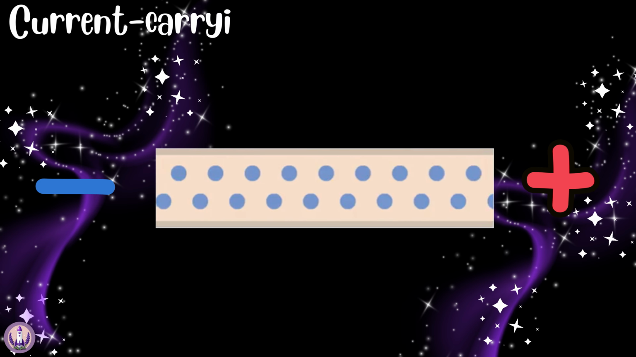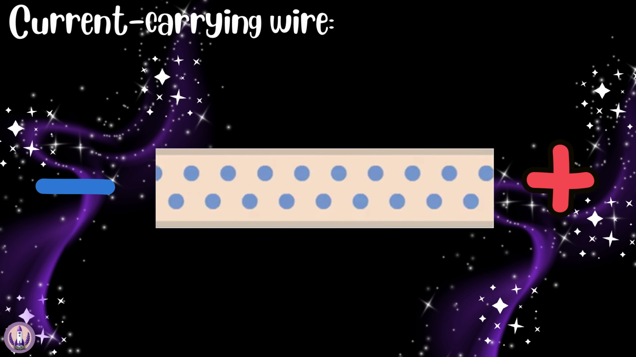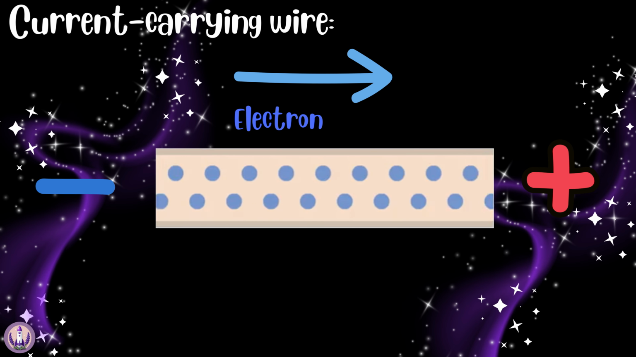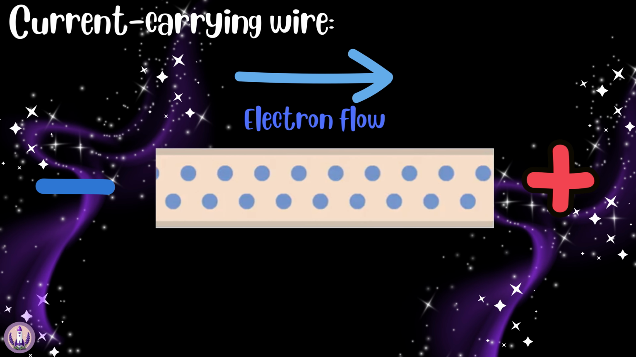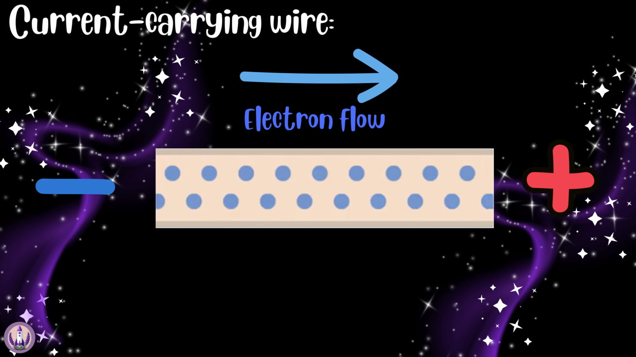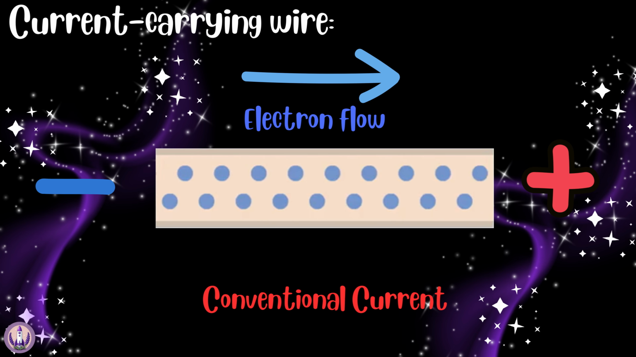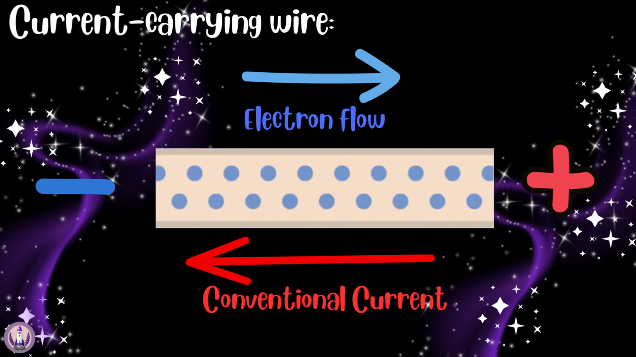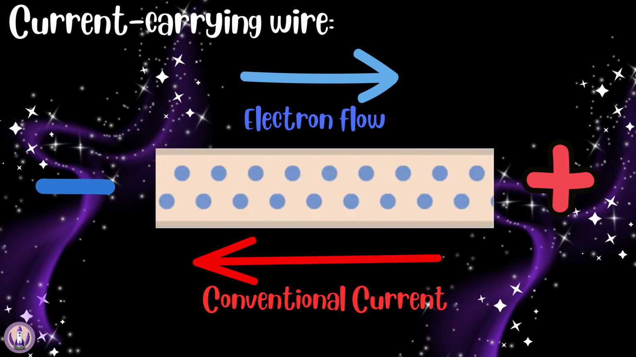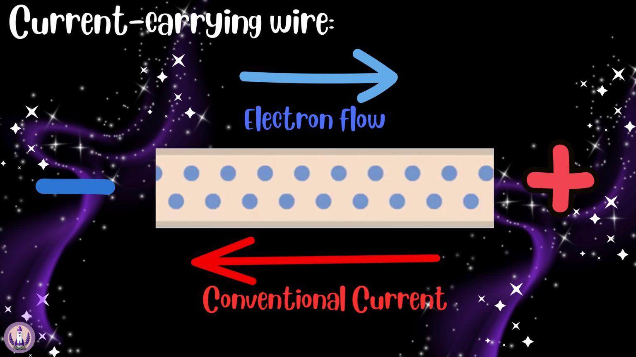Current-carrying wires also have a magnetic field. Here we have the flow of electrons from the negative to the positive terminal. This is because electrons are attracted to the positive terminal as they are negatively charged. The definition of conventional current is in the opposite direction, from the positive to negative terminal. You will be told in your exams the direction of electron flow or conventional current.